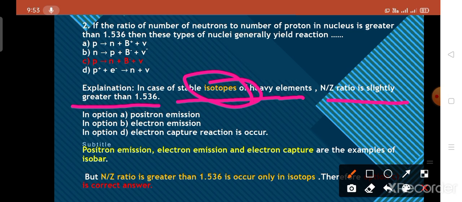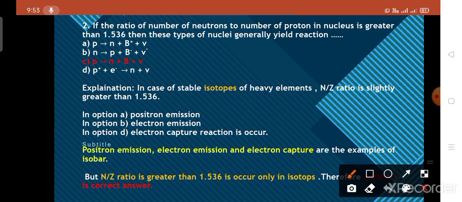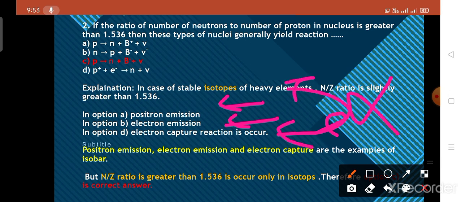So we have to see the reaction of isotopes. Option A, option B and option D are examples of isobars, so all these options we can exclude, and option C is the correct option because this is the example of isotopes.